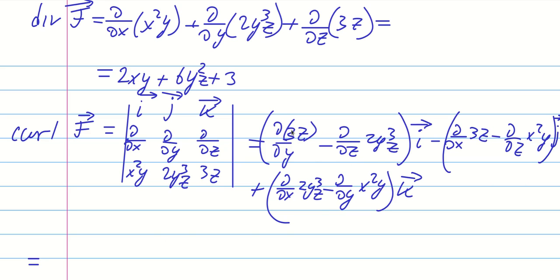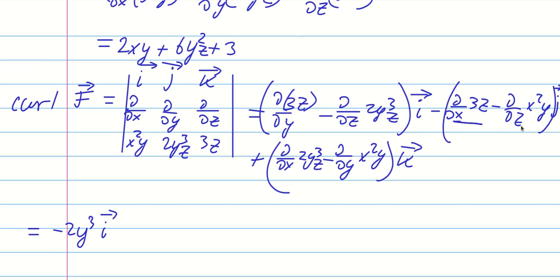So we'll get 0, negative 2y cubed, so negative 2y cubed i. For the second one, this part is 0, and this part is 0, so no j component. Then we have derivatives. This one is 0, and this one will give us negative x squared k.